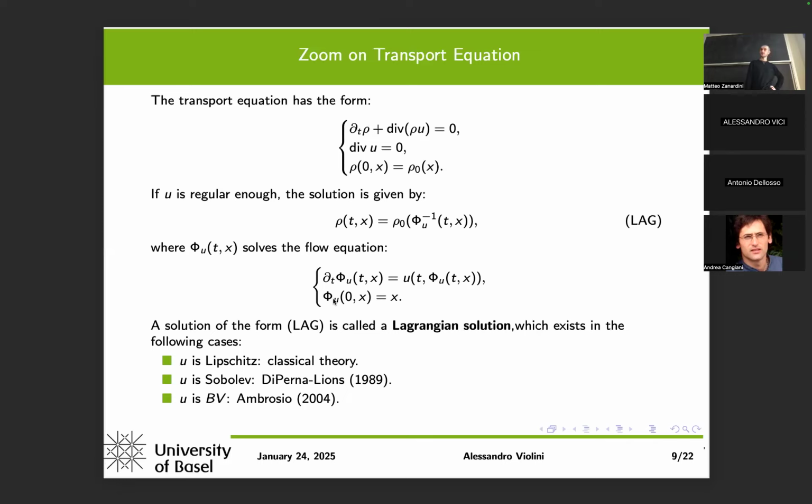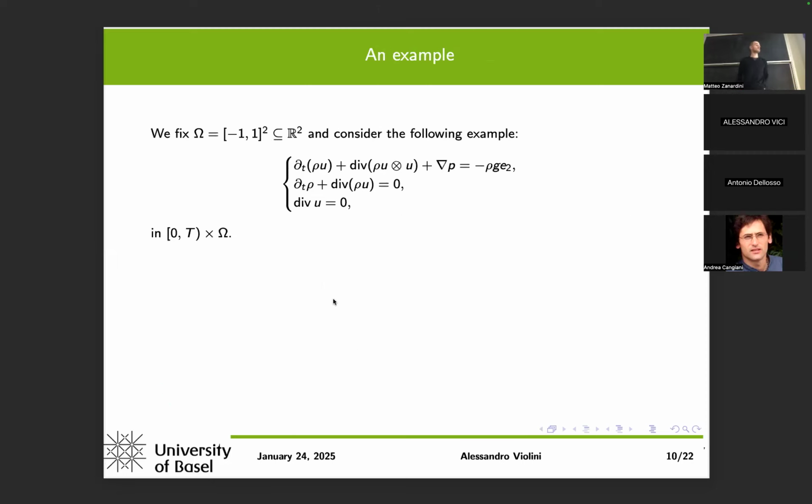So if your vector field is BV, you have a flow map in some sense, in a very weak sense, and you still have a structure like this. And this will be crucial. Now I will give you an example of the previous model.